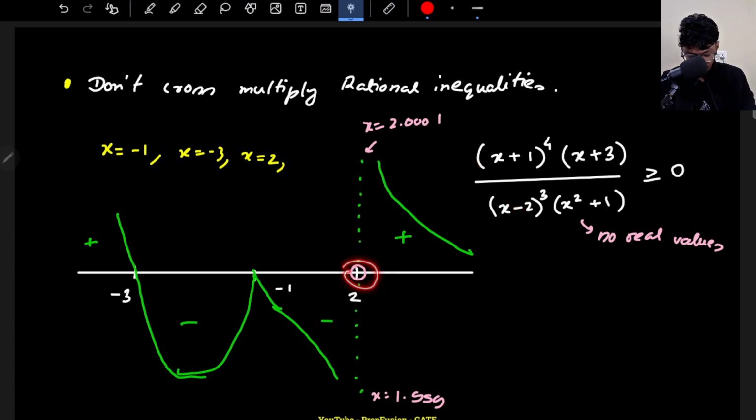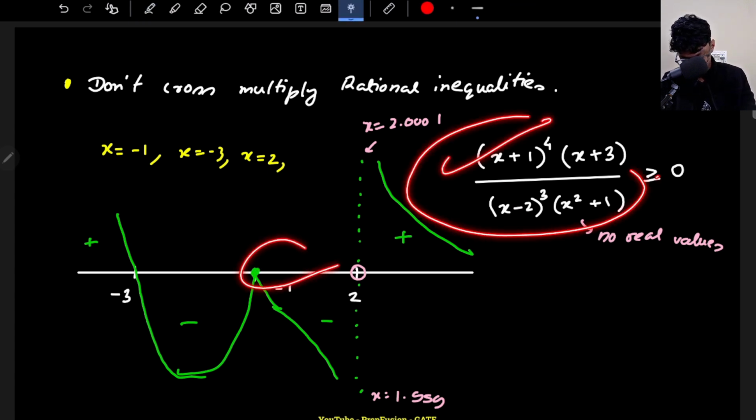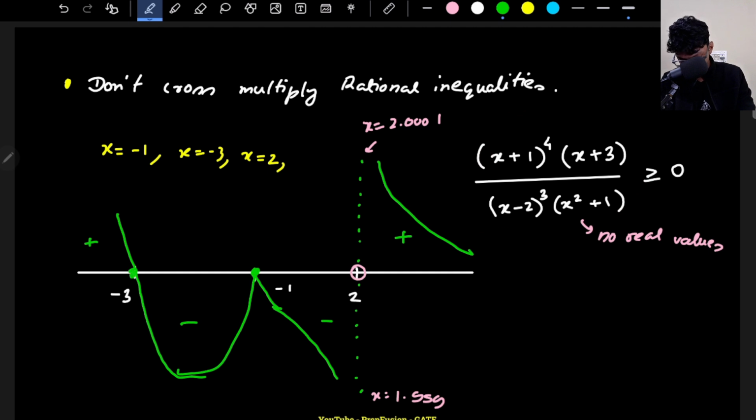Is 2 included? 2 will never be included. Okay, and the equality sign is also there. Of course I have to include the numerator critical points, because if I put x equal to minus 1, this will go to 0. So obviously this will satisfy. And if I put x equal to 3, in the numerator we don't have problems. x equal to 1 and x equal to 3 will be included. So this is going to 0, so those will be included.